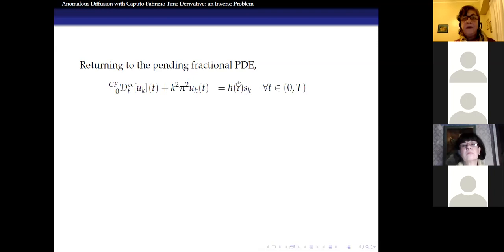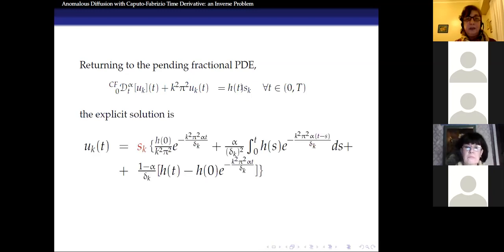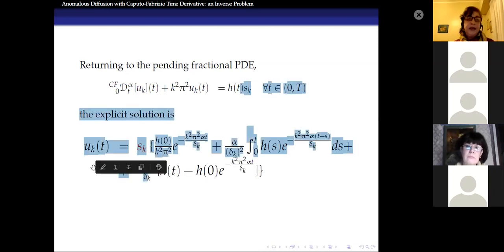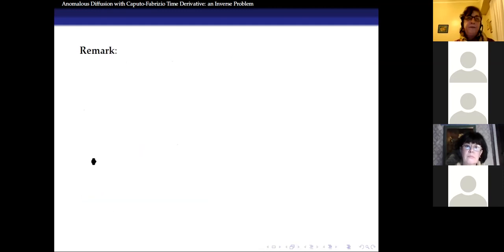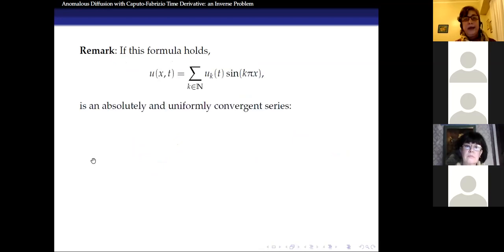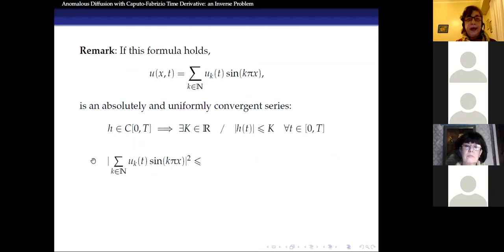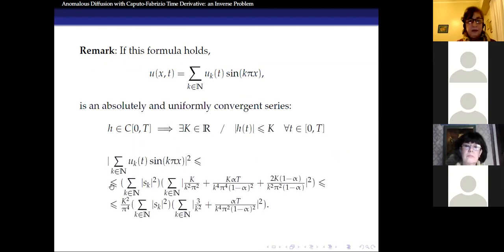Here we have the coefficient of S we have to recover. Using the explicit formula, we obtain U_k. And if this formula holds, we can demonstrate that the series is absolutely convergent, because we can find that it is the product of two series that are bounded here.